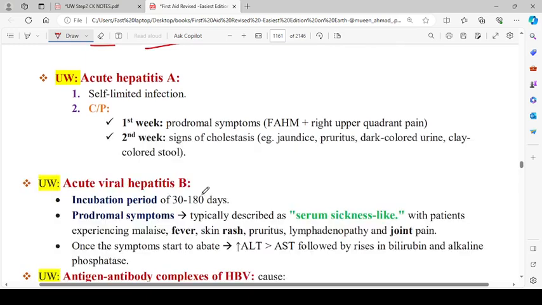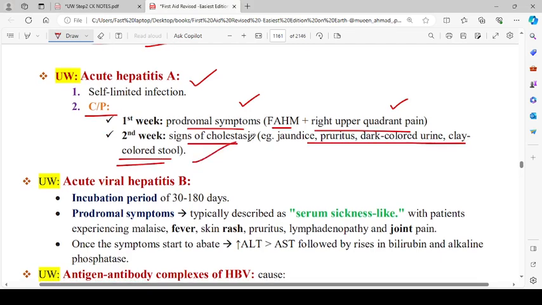Acute hepatitis A virus is a self-limited infection. The clinical presentation in the first week is prodromal symptoms, with right upper quadrant pain. Then in the second week, we have signs of cholestasis like jaundice, pruritus, dark urine, clay colored stool, and then it resolves on its own.